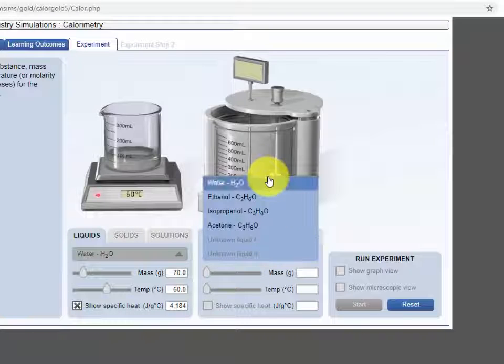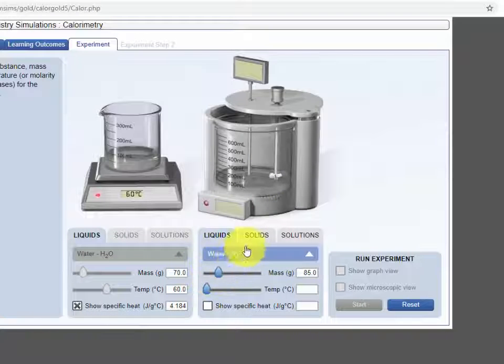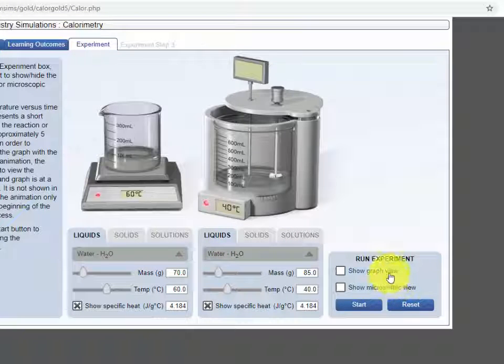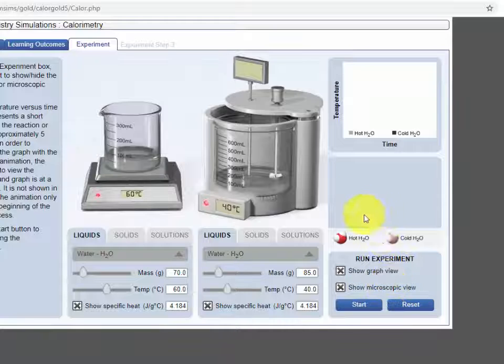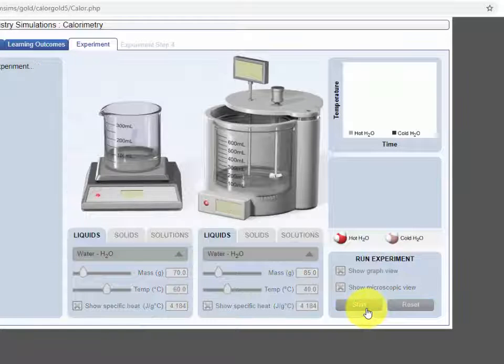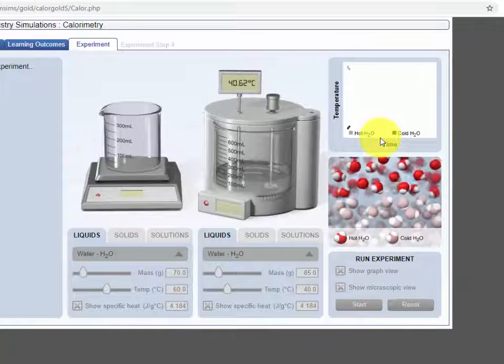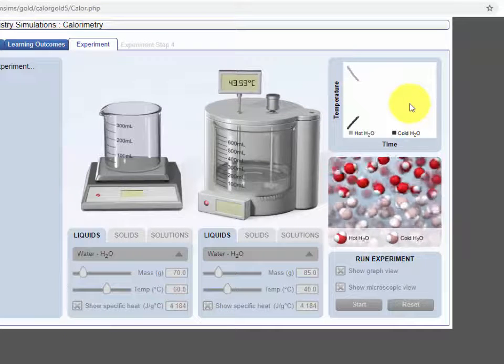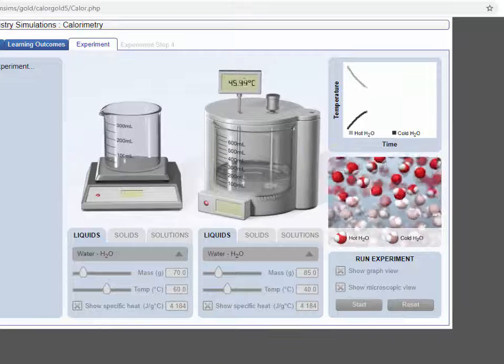We can then choose water, and again you're going to choose different masses and temperatures, but I'm just showing you what to do. We can then click the next button. I do want you to click these guys because you can see some interesting things, and you're going to mix those together. Now what's going to happen is the temperatures are going to change, and they're going to meet in the middle, and you're going to record what that temperature is.